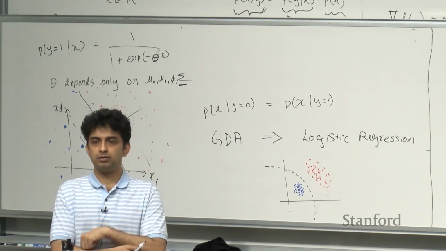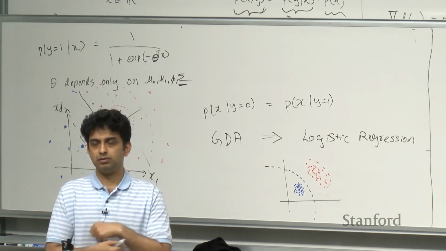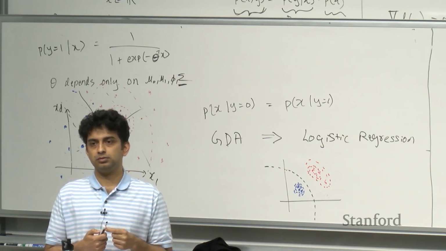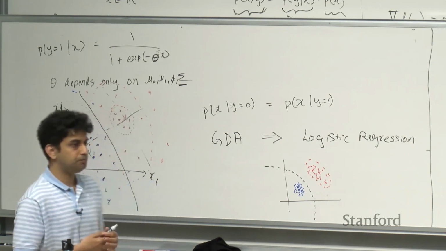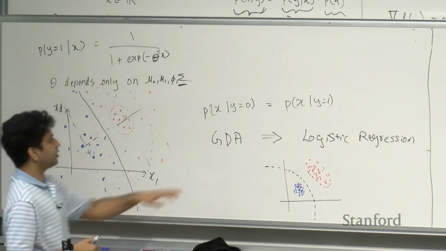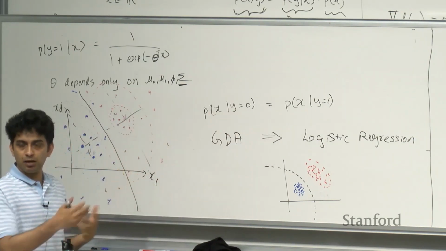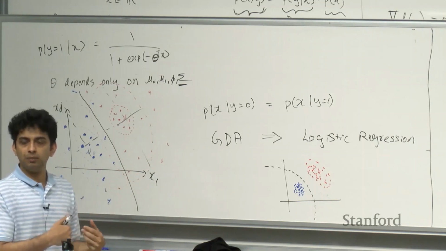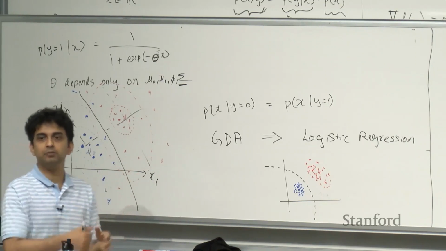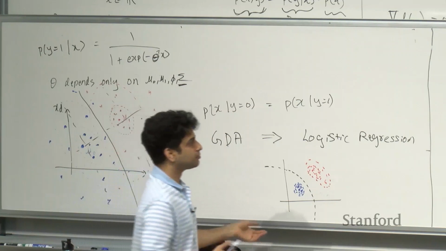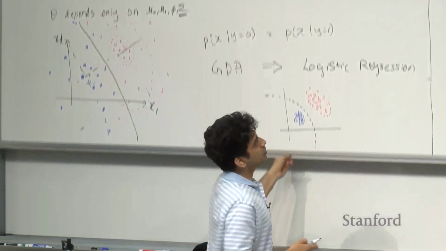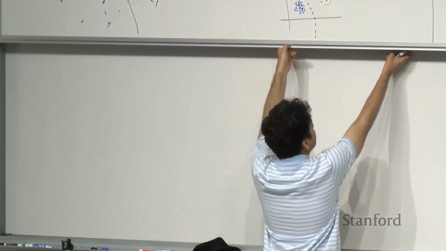Yes. So under what assumptions can you map logistic regression back to GDA? The extra assumption is that your x's are coming from a Gaussian and having the same covariance. All right, let's move on to naive Bayes.